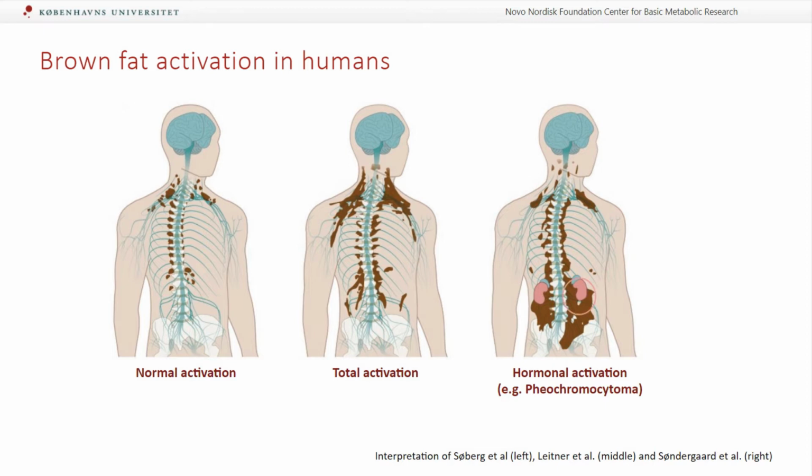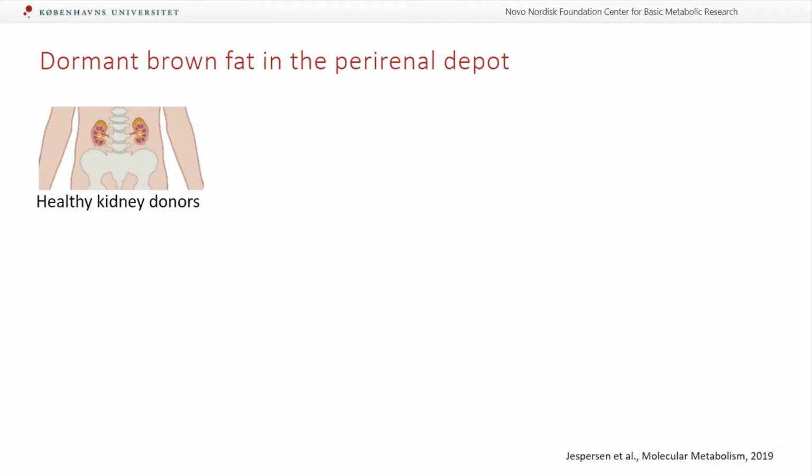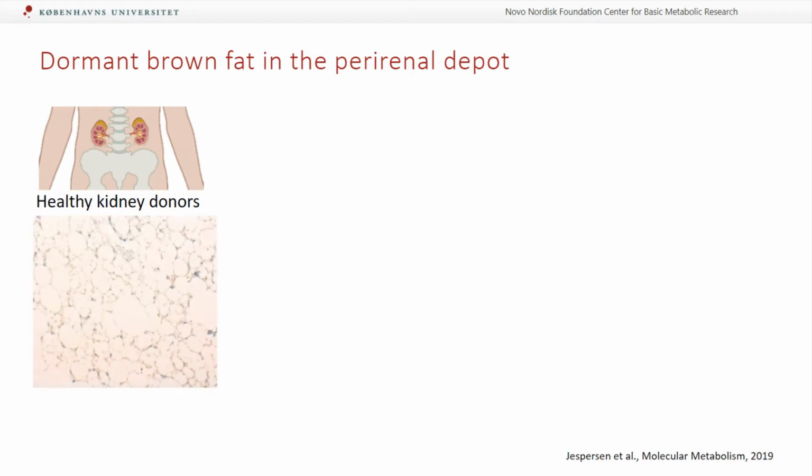So we were quite interested in this fat surrounding the kidneys, the perirenal fat, and we wanted to investigate this further. It has been shown to be some brown adipose tissue there, but we wanted to look into this in more detail. So we recruited healthy kidney donors that were not that young. They were in their 60s, and we analyzed the fat surrounding the kidneys of these donors.